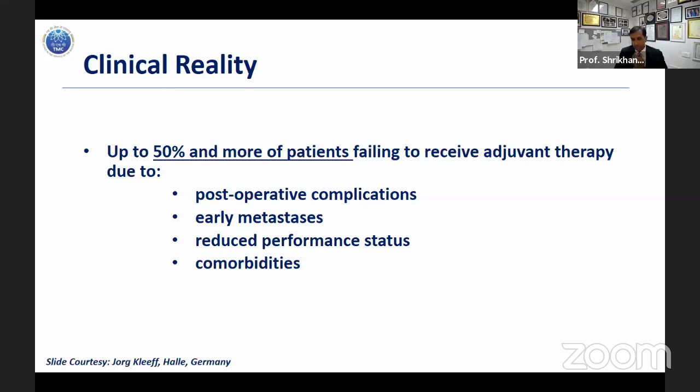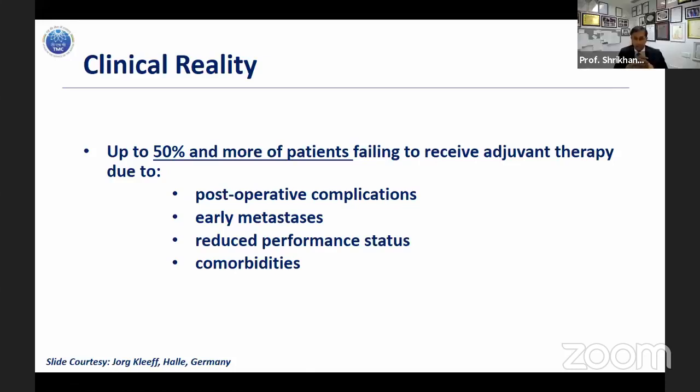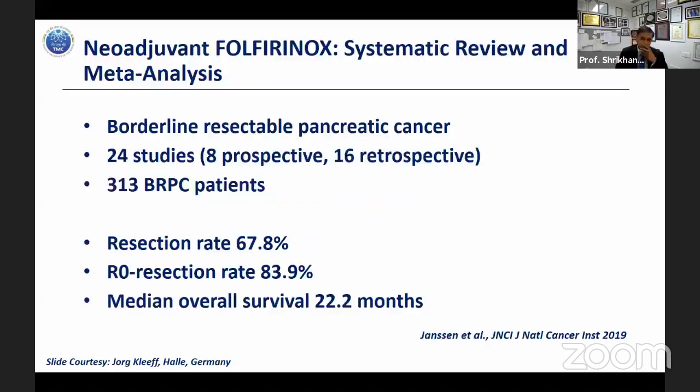But what's the clinical reality for a difficult surgery like pancreatic resection? Up to 50% or more of patients fail to receive adjuvant treatment, either due to post-op complications, which would be about 30% in the best of hands, disease recurring early, like early metastatic disease, post-surgery patient's performance status is not good, or there are associated comorbidities which prevent giving adjuvant chemotherapy. Which brings us to the thought process, why not treat everyone with neoadjuvant intent for borderline resectable cancer?